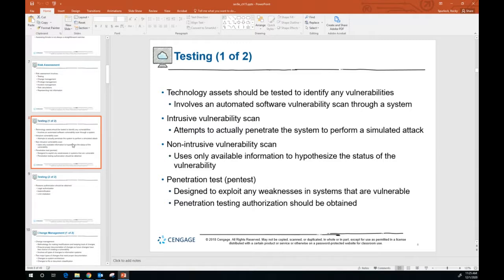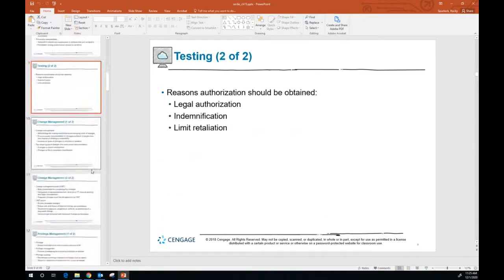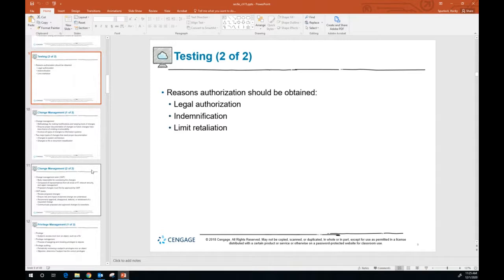We also have penetration testing, or pen test. This is designed to exploit any weaknesses in the system that are vulnerable, and you should also obtain authorization for penetration testing. The reasons why you should obtain authorization include legal authorization. You want to make sure that you do have the legal rights. You also want to make sure that you have a scope of the test so that you fall within that scope of what has been authorized.